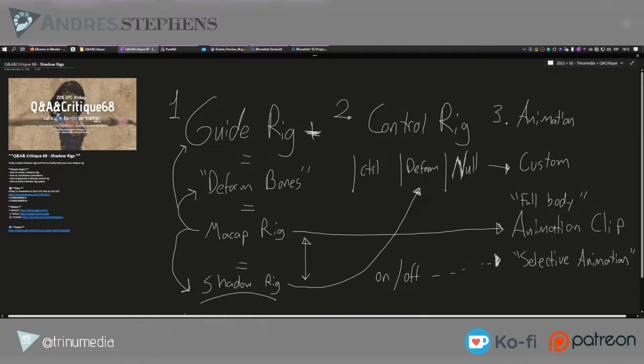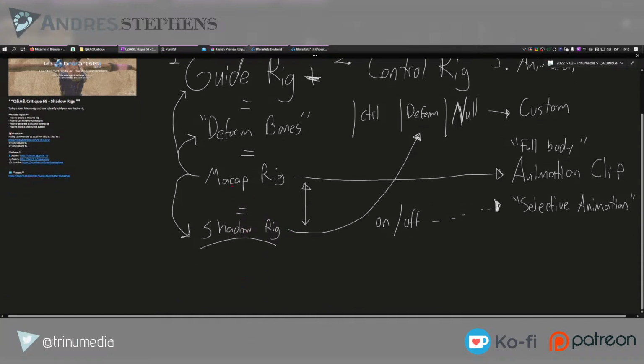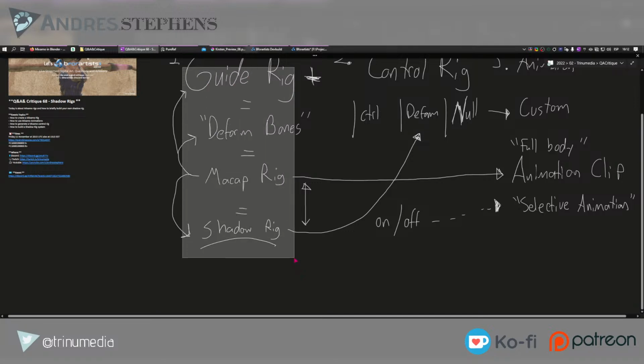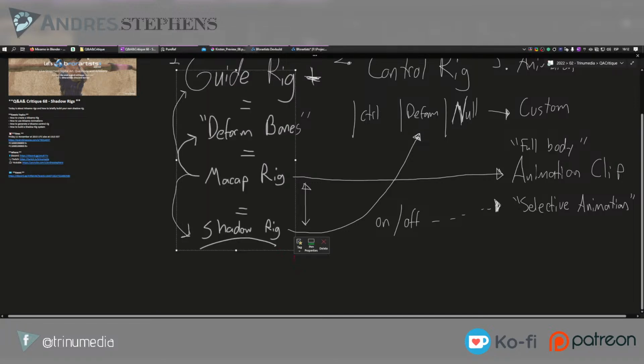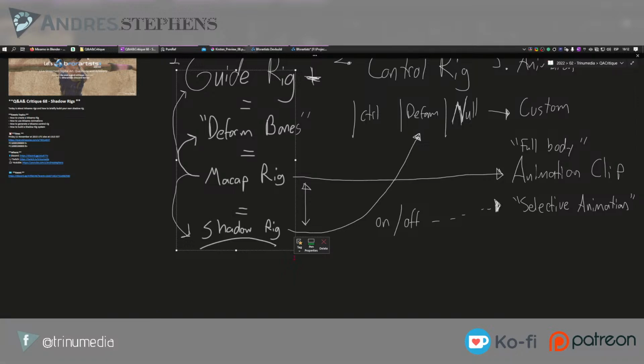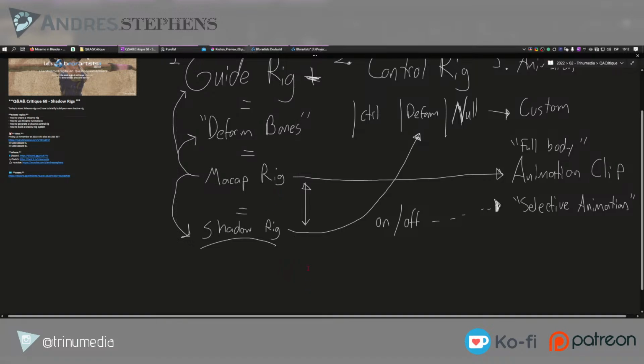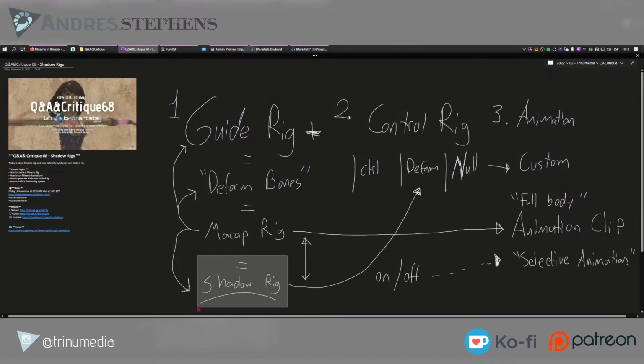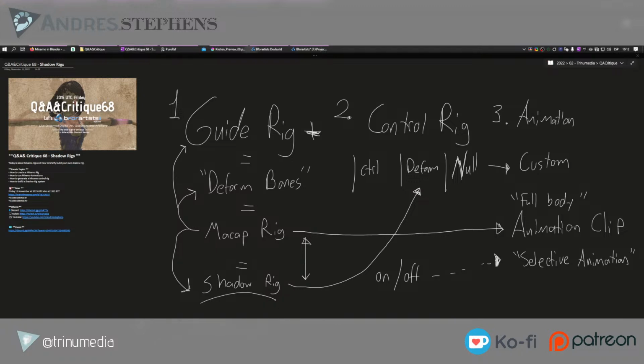At the end of the day, you can bake your shadow rig down with the new animation and export your custom shadow rig nice and easy to FBX and export to a game engine without needing to export only deform bones or whatever, and you can use this to personalize your animation. So that's what a shadow rig is, and that's what I wanted to share with you today. Do you have questions?